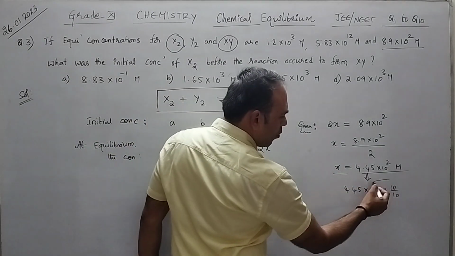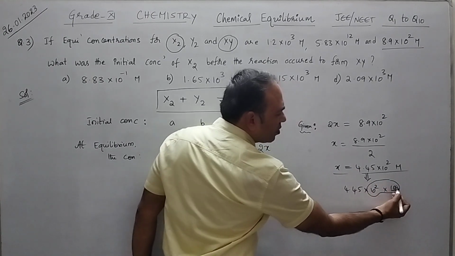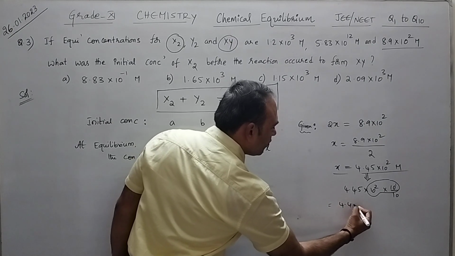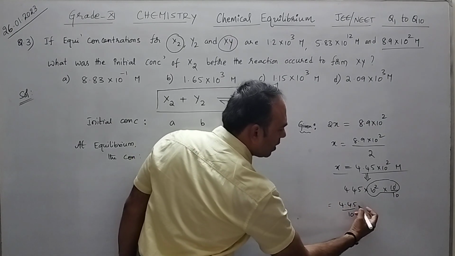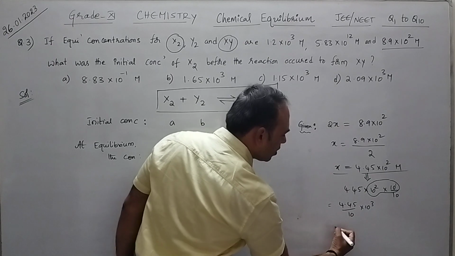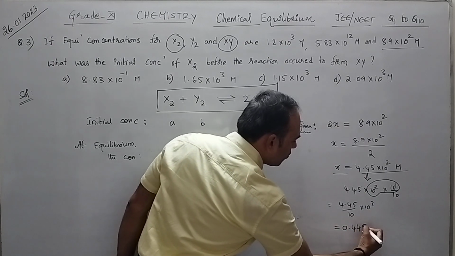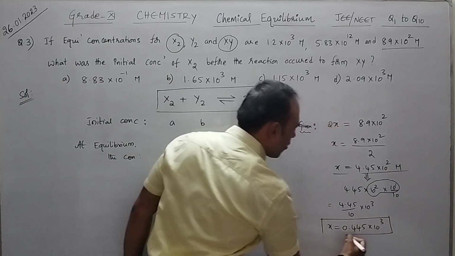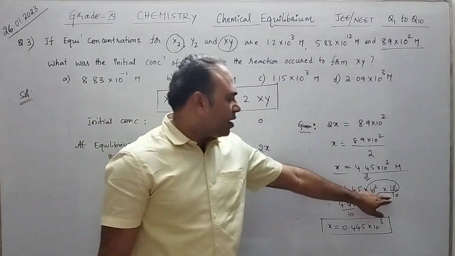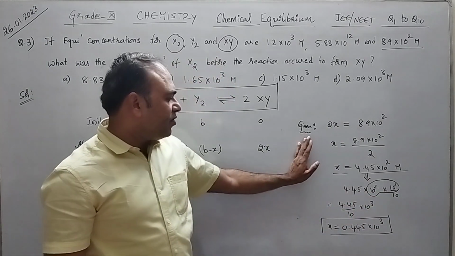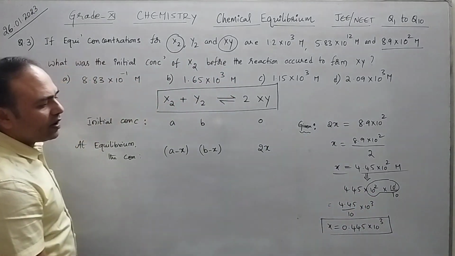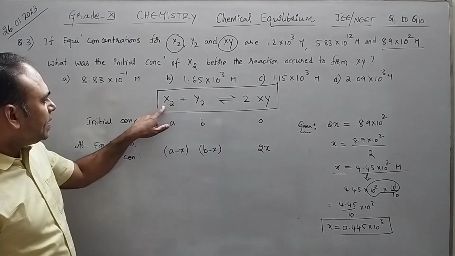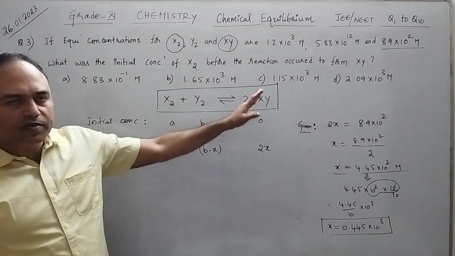So what will happen here? 10 square into 10 divided by 10, so nothing but 4.45 divided by 10 into 10 cube. So the value will be 0.445 into 10 cube. So we got the x value. You know the method, I have explained it again. So finally we got the x value. What is x here? 0.445 into 10 to the power of 3. With this value you can calculate x2, y2 as well as 2xy also.